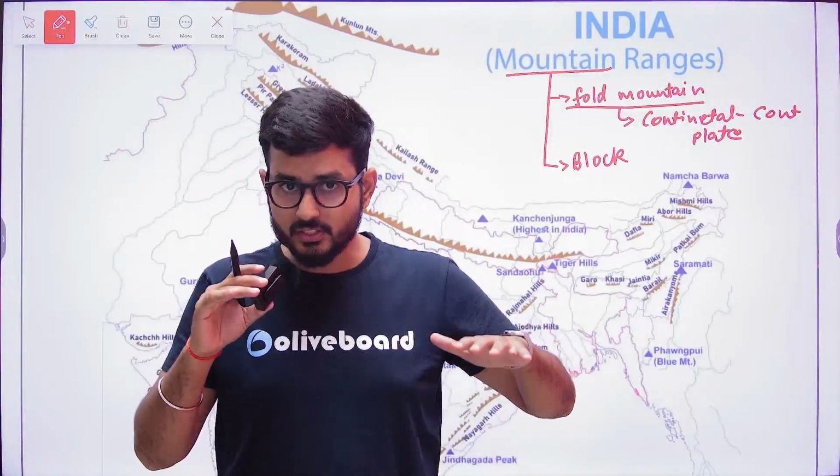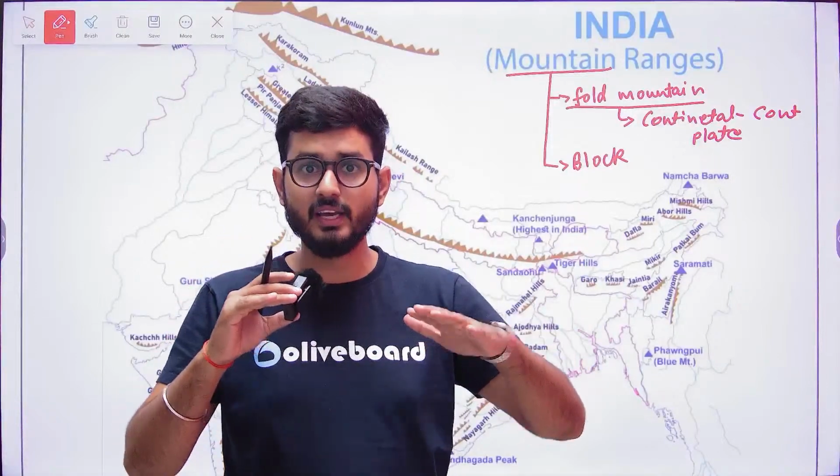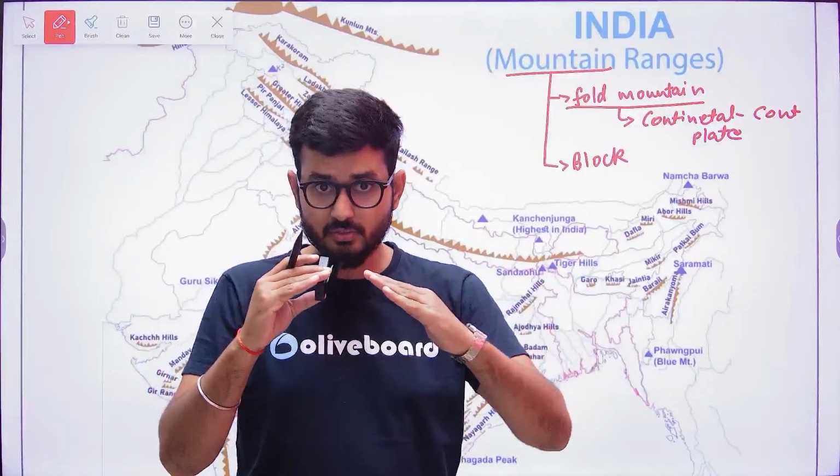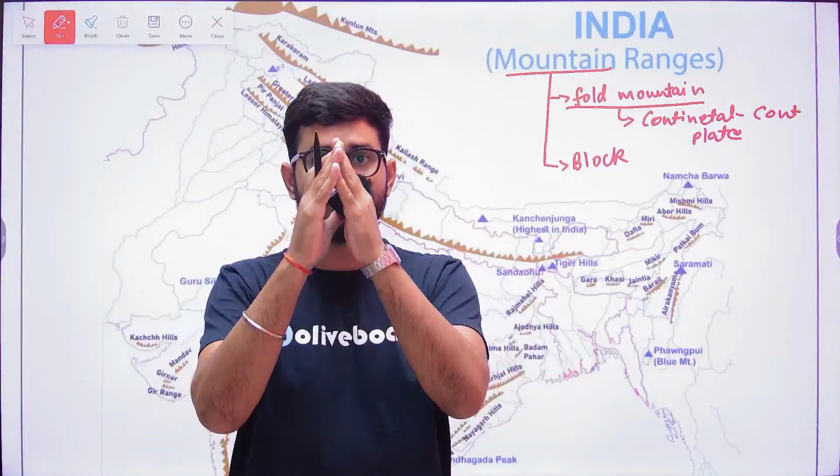Asia and Europe both are continents. So when continental plates collide, what will happen? A fold mountain will occur. What is a fold mountain? When it comes like this, it is going to come up.